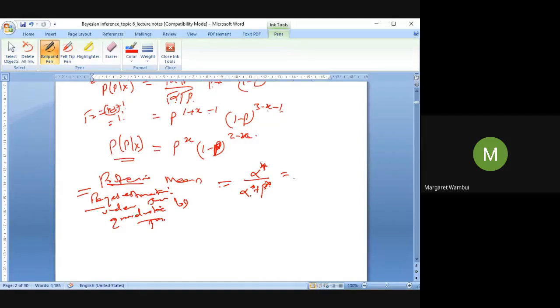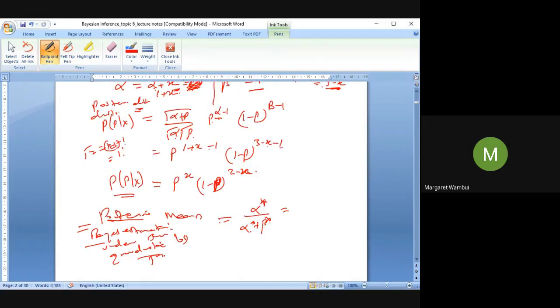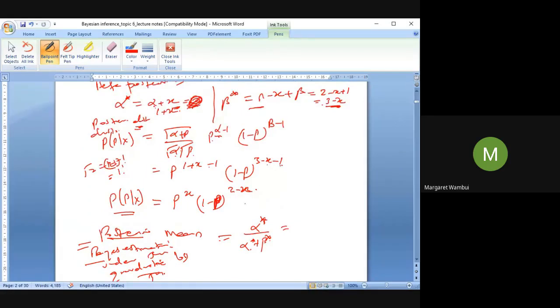The mean for the beta distribution, in our case here, will therefore be given by alpha star. Alpha star is alpha plus x, which is actually 1 plus x, divided by, if I substitute my alpha as 1, 1 plus x. And our beta is here. Let me just cycle them like this. Our beta is that. So in the denominator, I'll have the sum of the two.